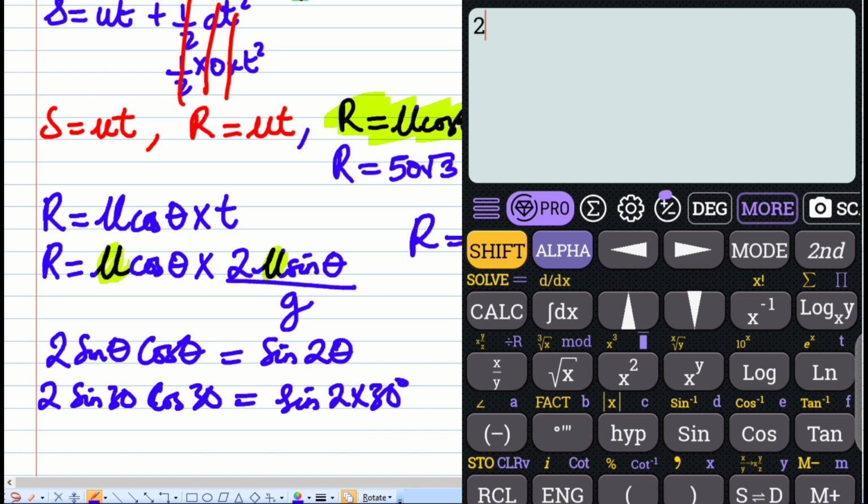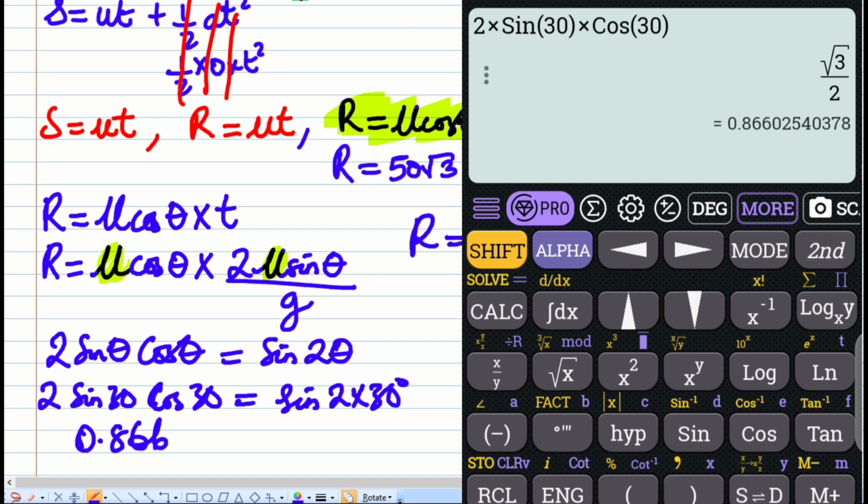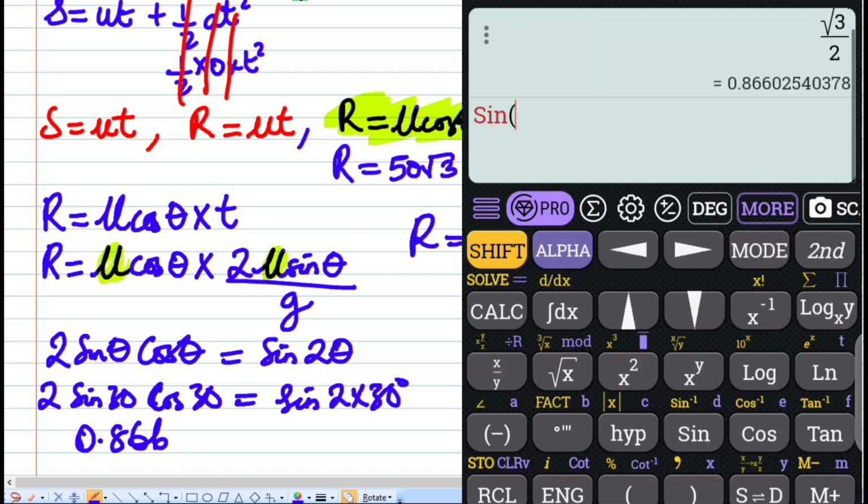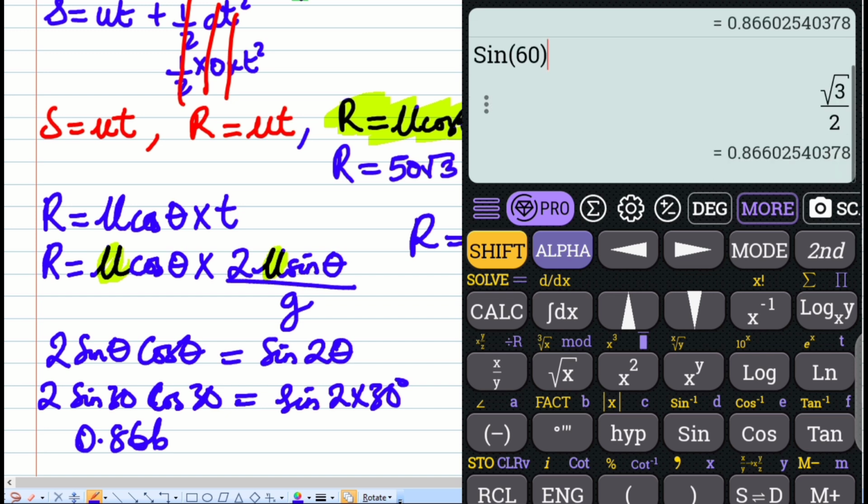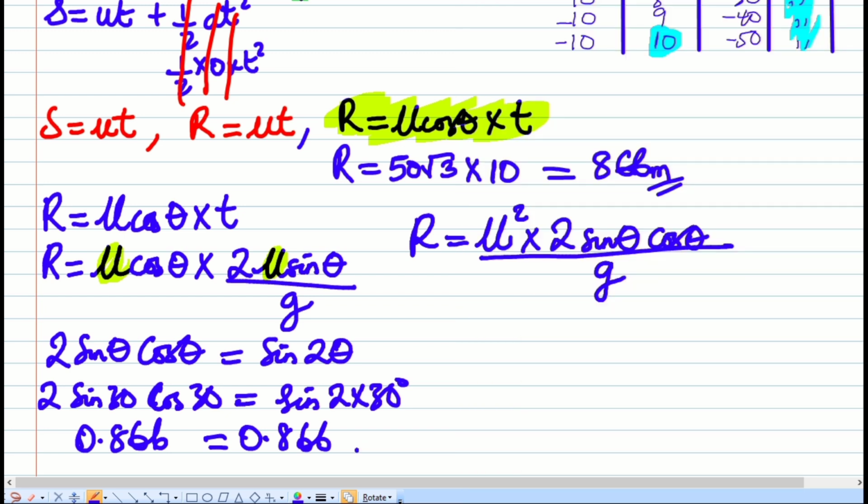So we have 2 sine 30 times cos 30. All right, if we do that, we have 0.866. Then let's also do 2 times 30, which is 60. So obviously sine 60 degrees is also 0.866. So I just needed to digress to verify.